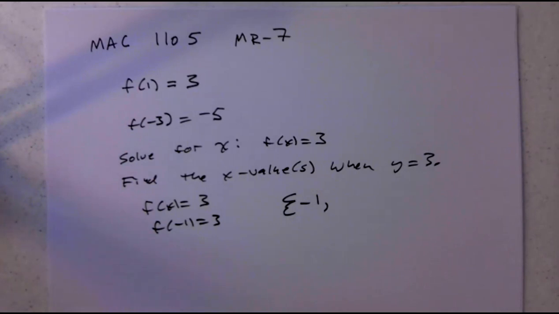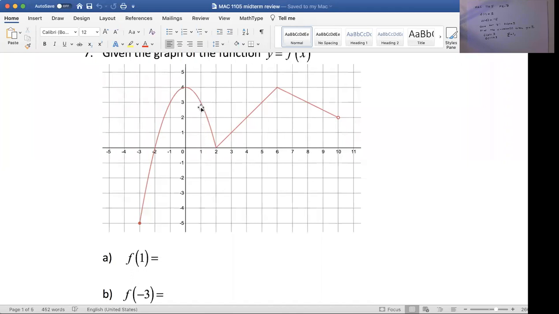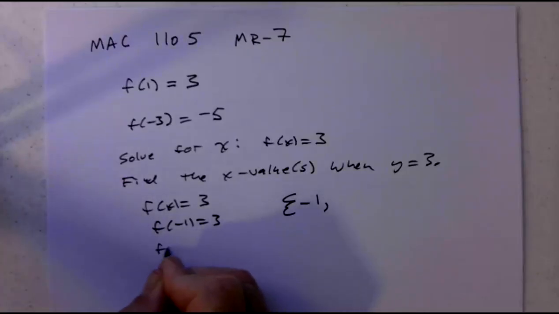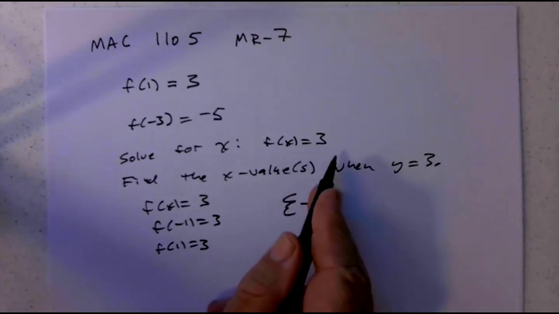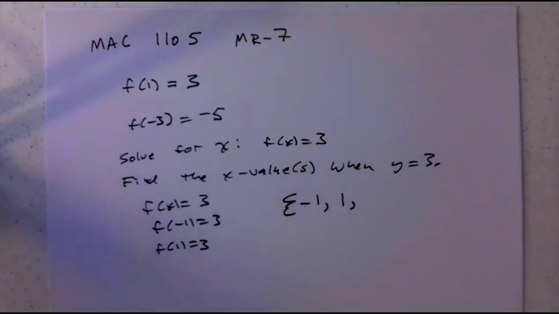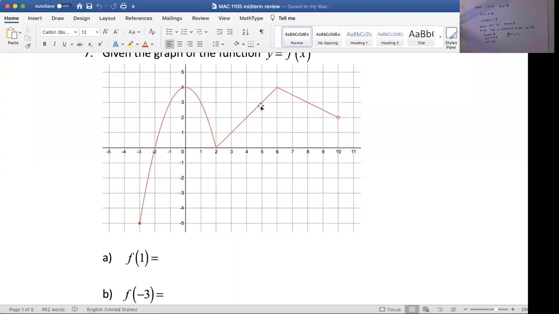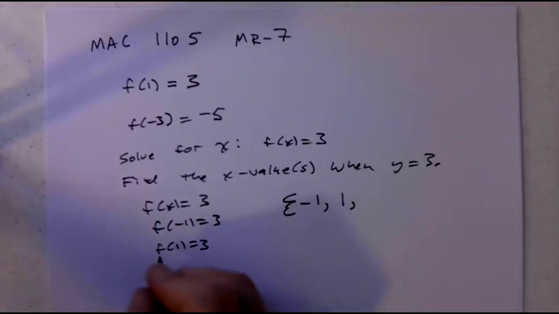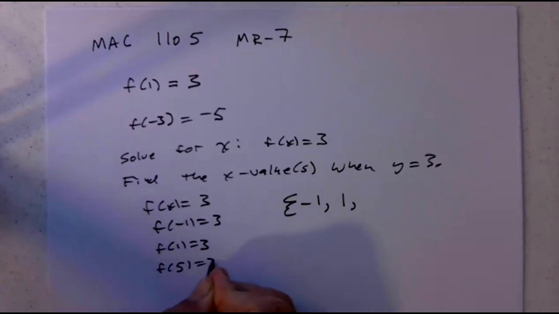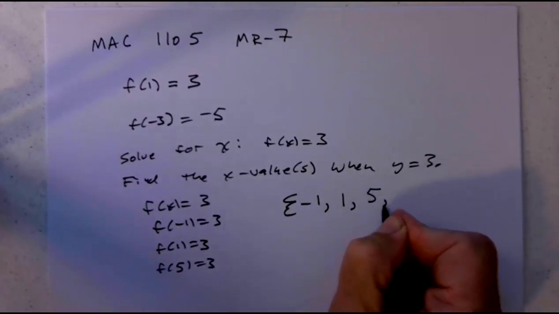What else do we have? What other x values give me a y value of 3? Right here, what is this? f of 1 is 3. If the x value is 1, the y value is 3. So if I'm solving f of x equals 3, x could equal 1. What else do I have? Looks like this is a value where y is 3. The x value is 5, so f of 5 is 3. So 5 is a solution to f of x equals 3.